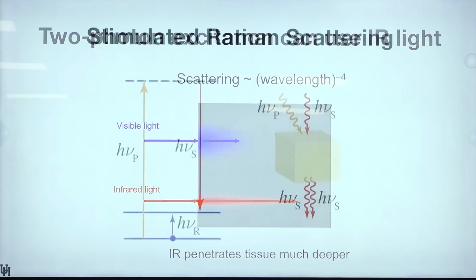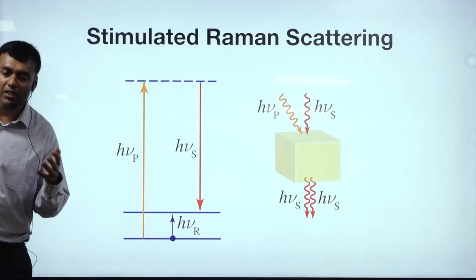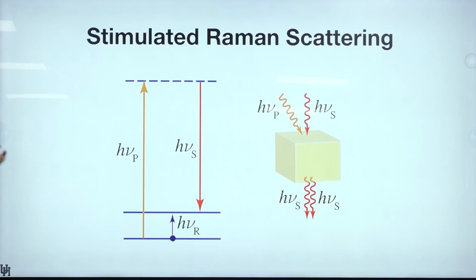Okay. So I spoke about Raman scattering. There is a version of Raman scattering which is actually very useful, because Raman scattering is highly inefficient, meaning only a very small number of photons out of a million will come out as Raman scattered photons. How to improve the efficiency of the process? There is a way to do that.